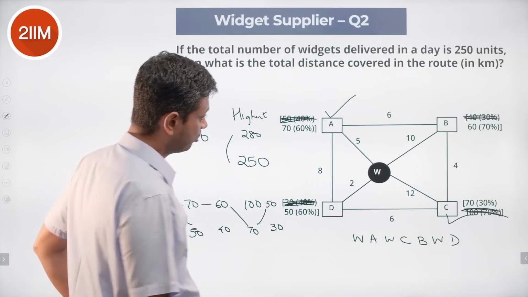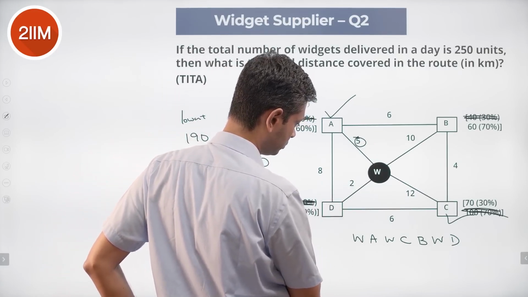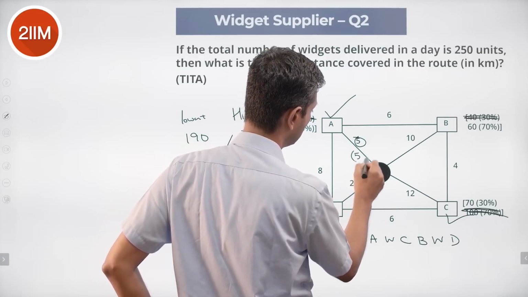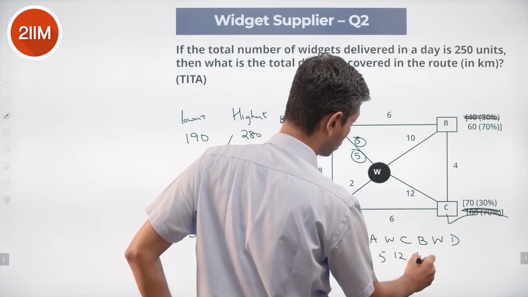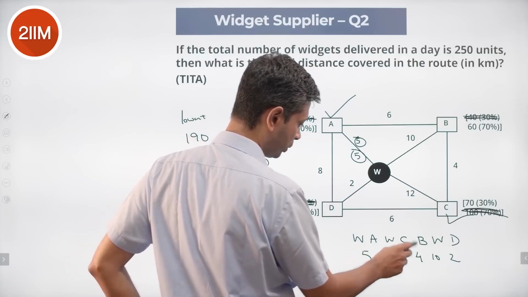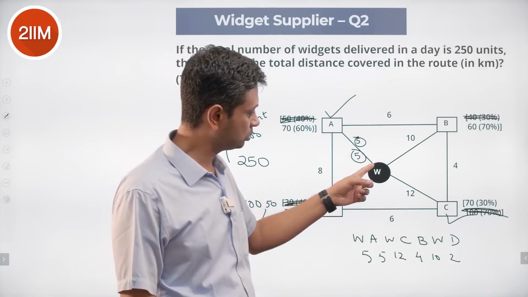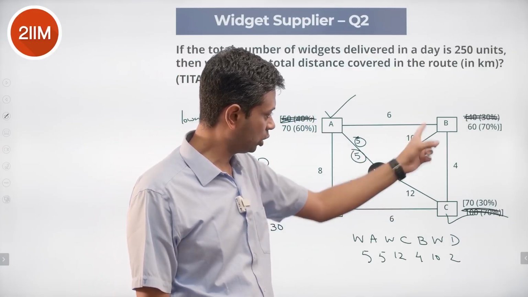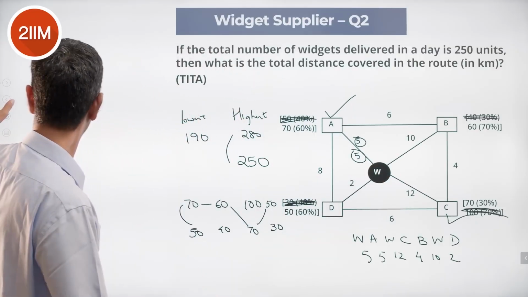My total distance traveled, WA is 5. And then another 5. So 5, 5, 12, 4, 10, 2. 10, 22, 26, 36, 38. WA, W, C, B, W, D. 5, 10, 22, 26, 36, 38. Once you find the numbers, then the addition part becomes simpler.